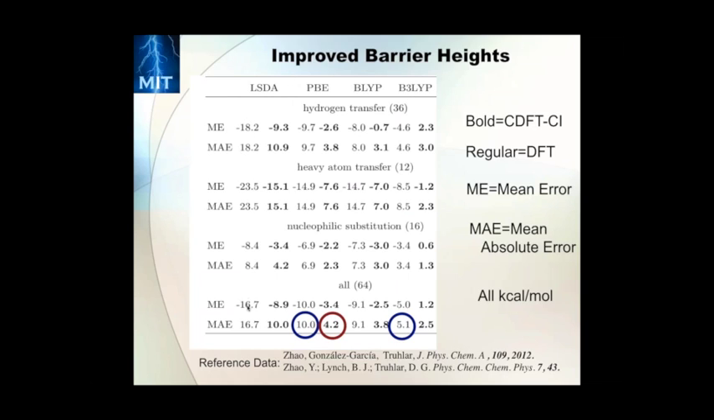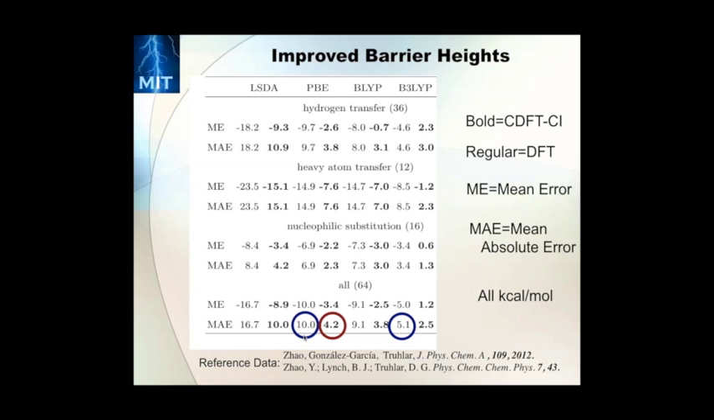And in regular text is what you get with the functional, and in bold text is what you get with the functional plus CDFT-CI. And what you see if you look at any of the numbers is that they always get better when you do CDFT-CI. The barrier heights always, the agreement with experimental or ab initio barrier heights improves.